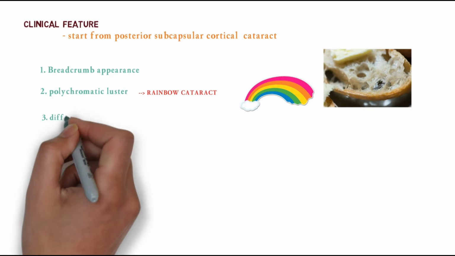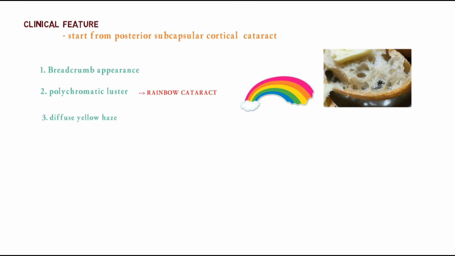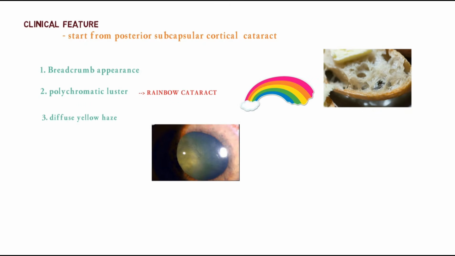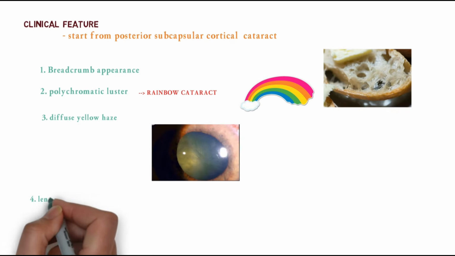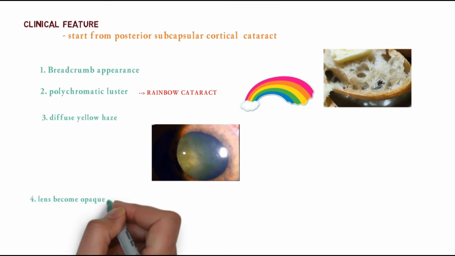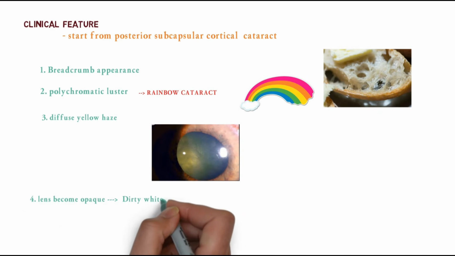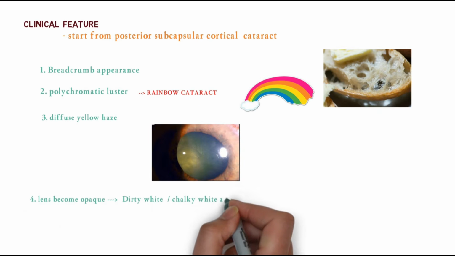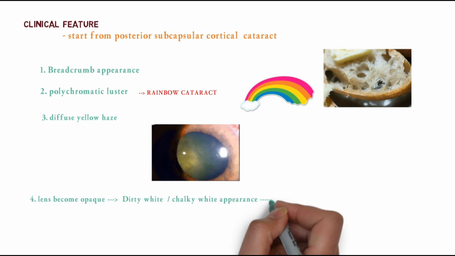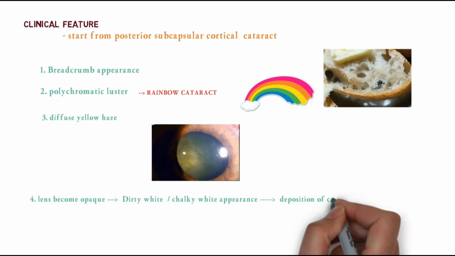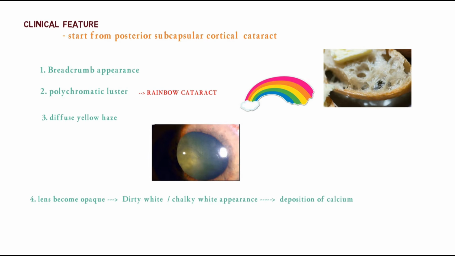There is a diffuse yellow haze and later on the lens becomes opaque. The color of the lens changes to a dirty white or chalky white appearance. And later on there is deposition of calcium. So these are the clinical features of complicated cataract: breadcrumb appearance, polychromatic luster, diffuse yellow haze, and later on the lens becomes opaque with deposition of calcium.